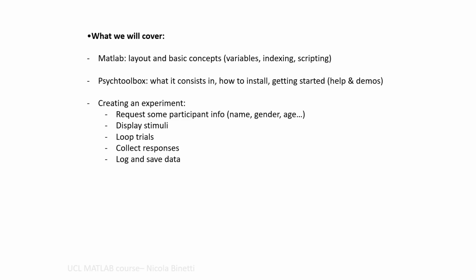The thing we're going to do after that is we're actually going to try to use this information to build our own experiment. It's going to be a very simple experiment that you can then run on yourself, in which you're going to, for example, request participant information, such as the name, the gender, the age of whoever's running the experiment. We're going to display some stimuli, which are going to be some still frames taken from an actor's face. We're going to loop through trials, so we're going to be doing something recursively where we present some stimuli and request a response by the participant. And finally, we're going to log and save the data.